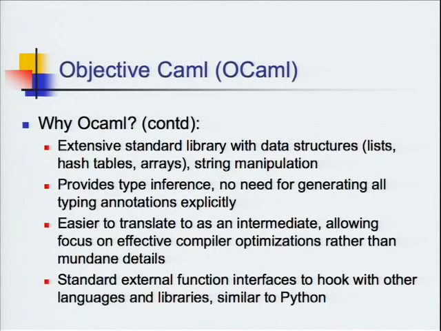Also, another very important feature that Python has, which people use Python for, is the foreign function interfaces. So we use Python a lot to interface with libraries in C, Fortran, and so on. And OCaml actually has those features. It has a very well integrated ability to work with other languages and libraries. So that is also a great correspondence with Python.